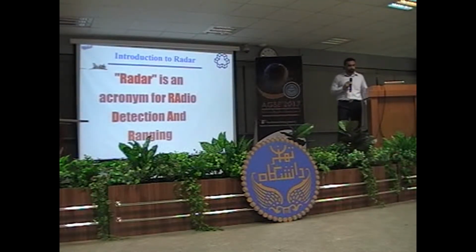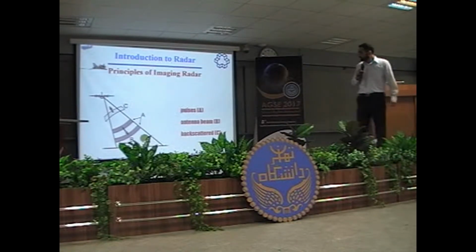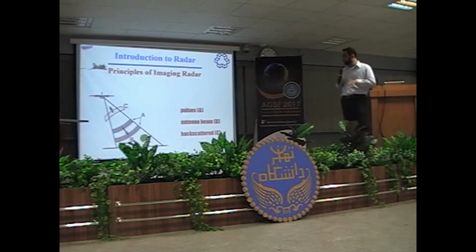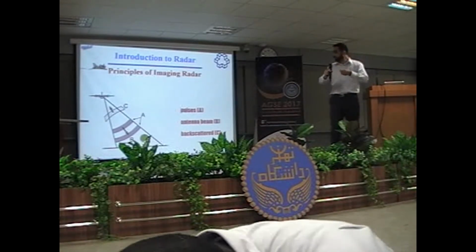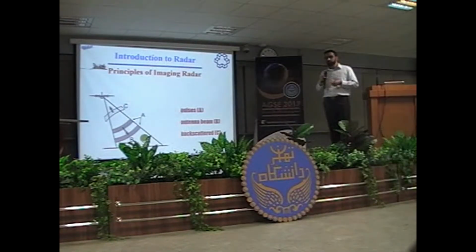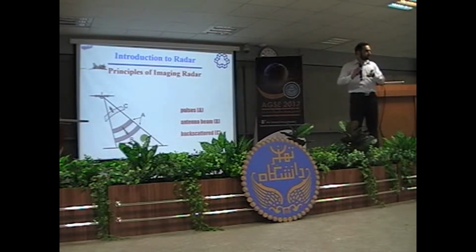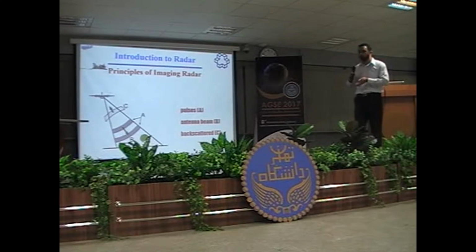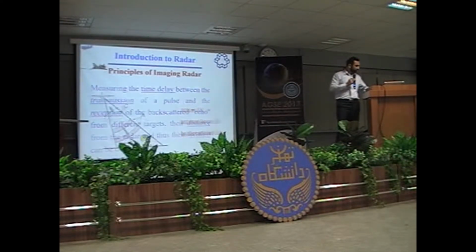Radar is an acronym for radio detection and ranging. Based on that, what a radar does is three basic things. First, the antenna transmits the signals toward the ground. This is the first thing. The signals, which we call pulses, are transmitted toward the ground. And after an interaction with the objects on the ground, a portion of the reflected energy comes back to the antenna, which we call the backscatter. So these are the three basic things that radar does for us.